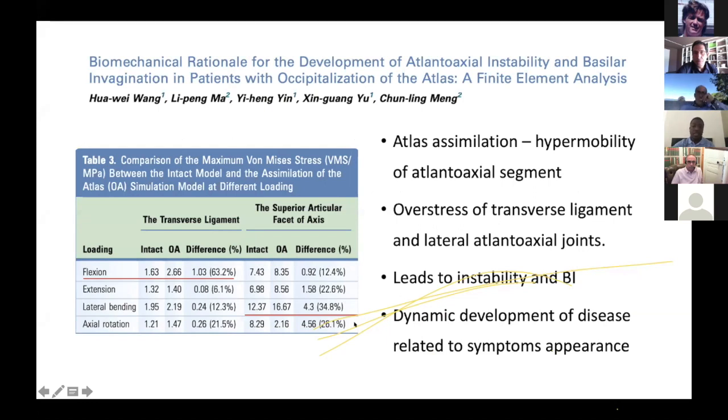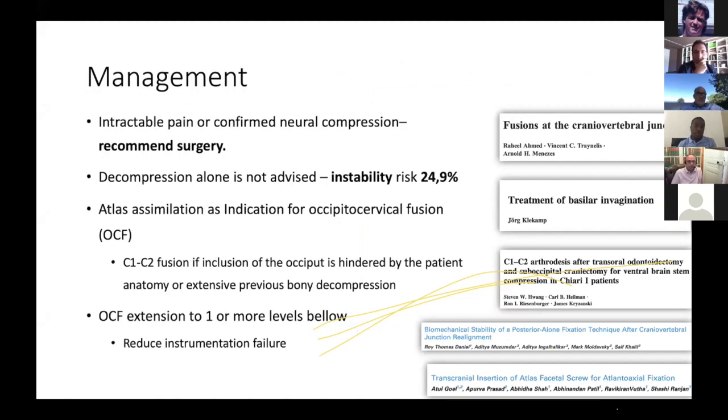And because it is a dynamic pathology, some patients start without neural compression, and with a reducible pathology, just to evolve to a more severe state. So these patients must be followed closely. We think that patients with intractable pain or with clinical or radiological confirmation of neural compression should be recommended for surgery. The compression alone is not advised.